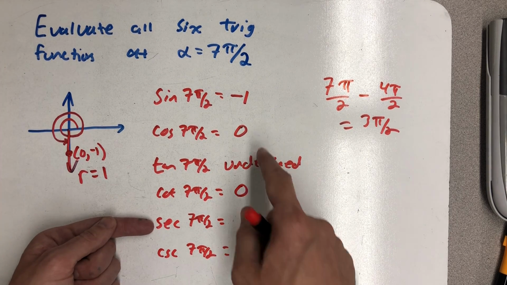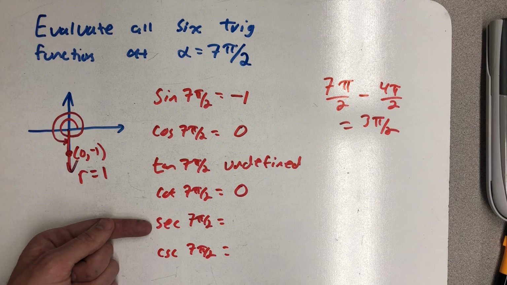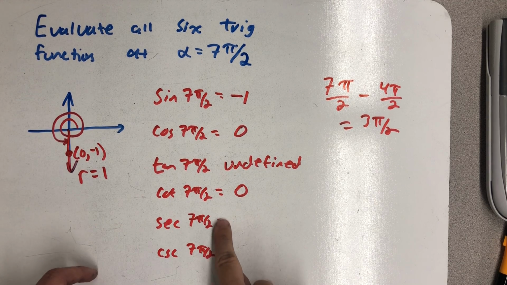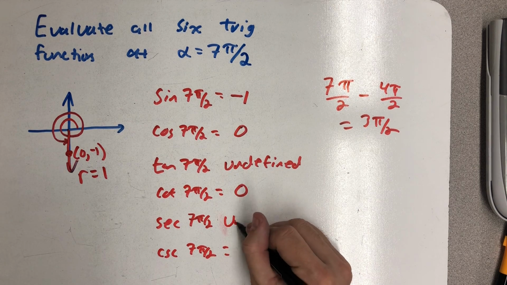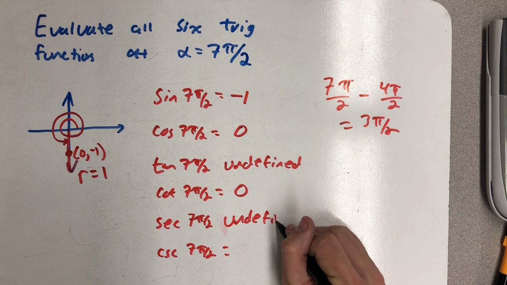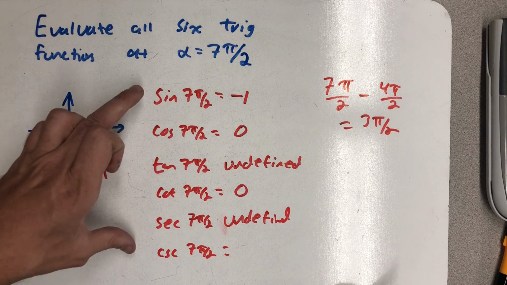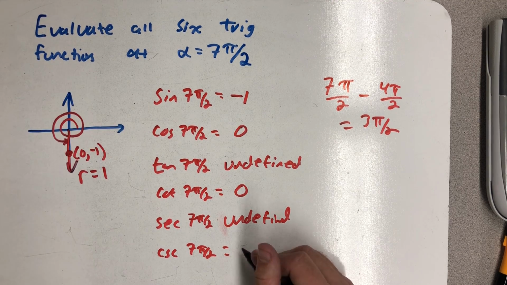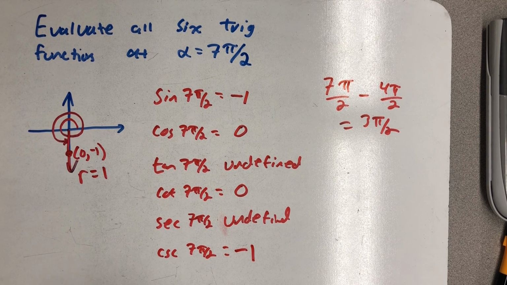Secant, well, let's see. I've already evaluated cosine, and if I think about what I did there, that was a 0 over 1. If I take the reciprocal, that's going to be a 1 over 0. Reminds me that's one of the spots where secant is undefined. And then finally, cosecant, I can take the reciprocal of sine. I get that nice happy minus 1. And there are all 6 trig functions evaluated at 7 pi over 2.